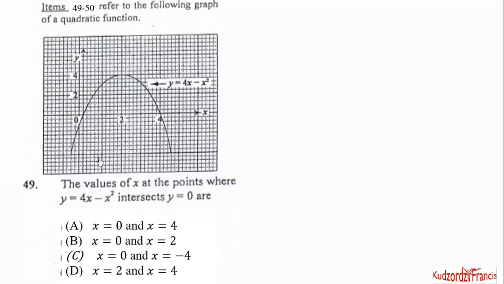Now items 49 to 50 refer to the following graph of a quadratic function. The values of x at the point where y equals 4x minus x squared intersects y equals 0. So y equals 0 is this line, so that will be x equals 0 and x equals 4.